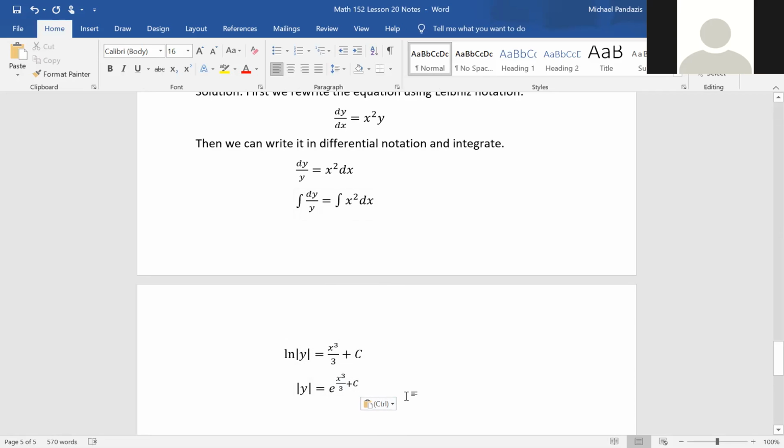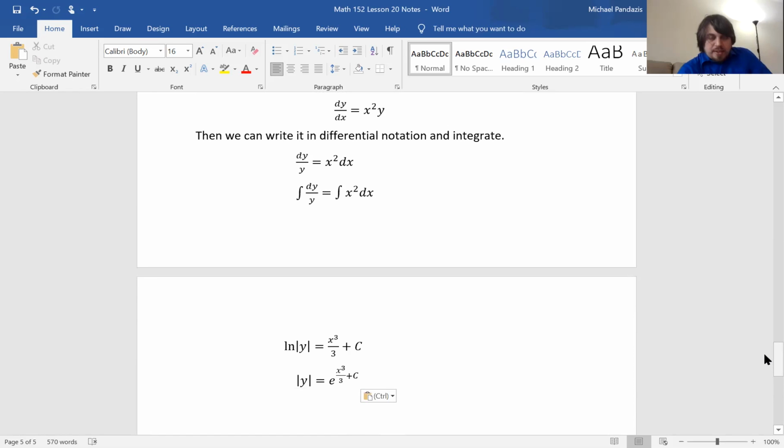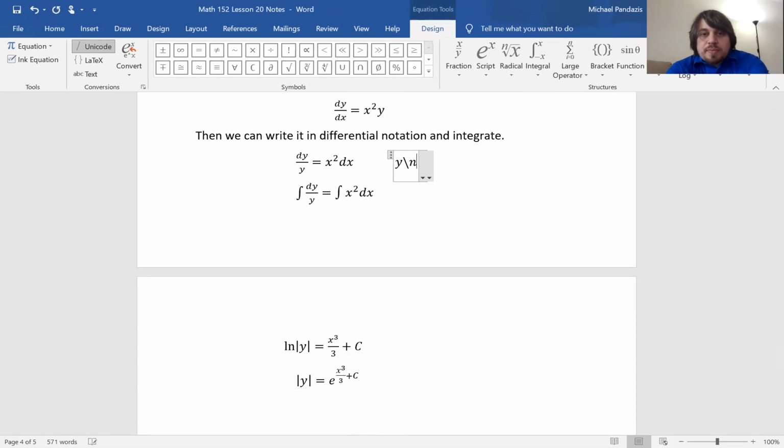Wait, Professor, wouldn't it just be y? Because e can't be negative, right? This exponential expression can't be negative, right? Right, but don't forget, we're saying the absolute value of y is something that can't be negative. So y could be negative, and its absolute value has to be positive. Oh, okay. So you leave it like that. Make sense? Yeah, it makes sense. Okay, good. And then let's note the fact that y does not equal 0.